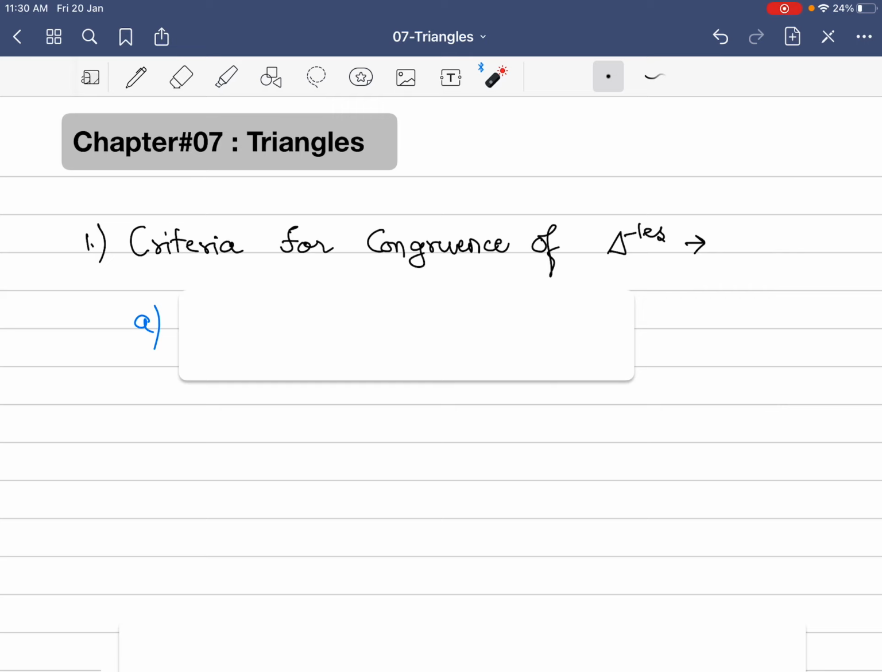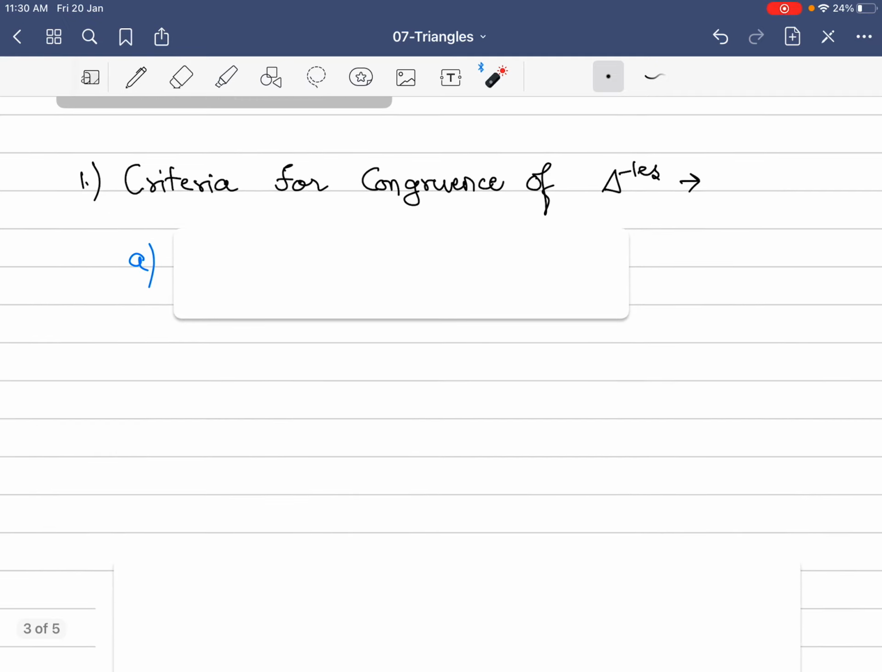However, we'll now see in this video that in order to prove whether two triangles are congruent or not, we need not check all the three sides and all the three angles. That is total 6 parameters that we have to check. But every time, in order to prove the congruency of two triangles, we need not check all the 6 parameters. Sometimes only 2-3 parameters will also prove that two triangles are congruent to each other. So let's see what are these criterias for congruence of triangles.